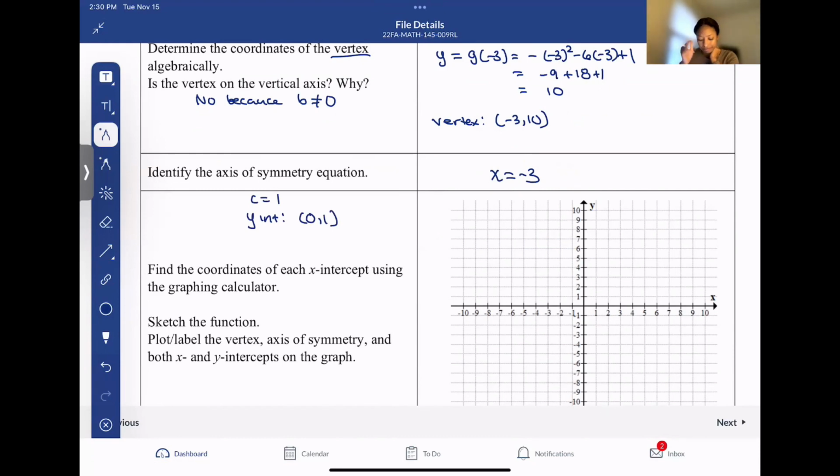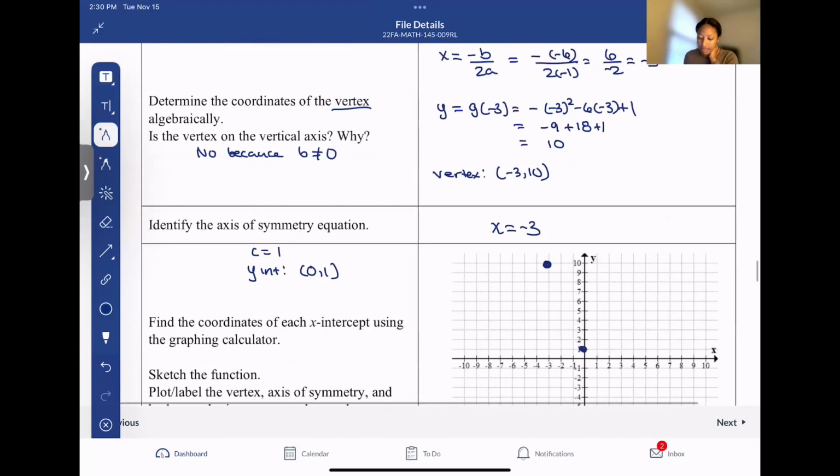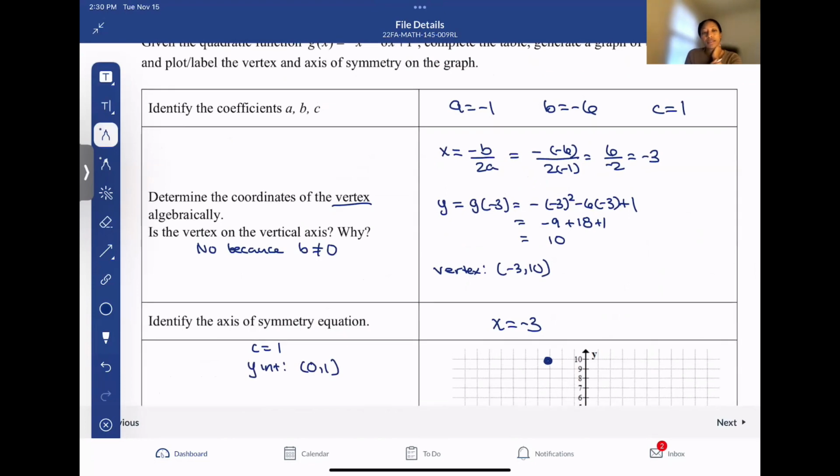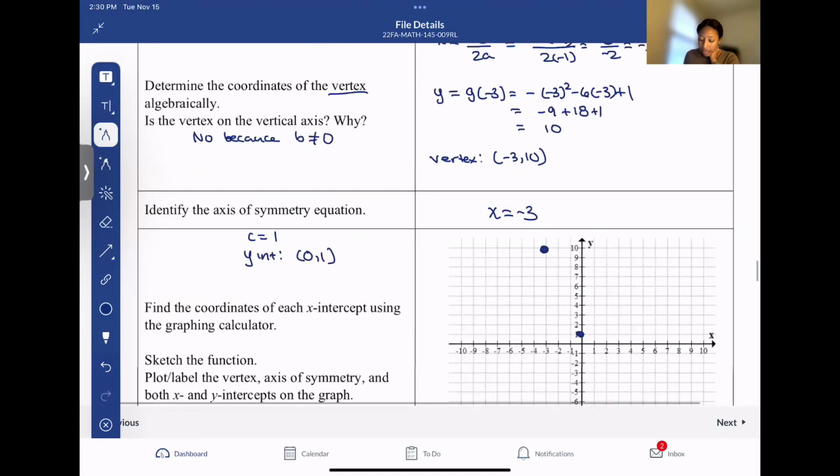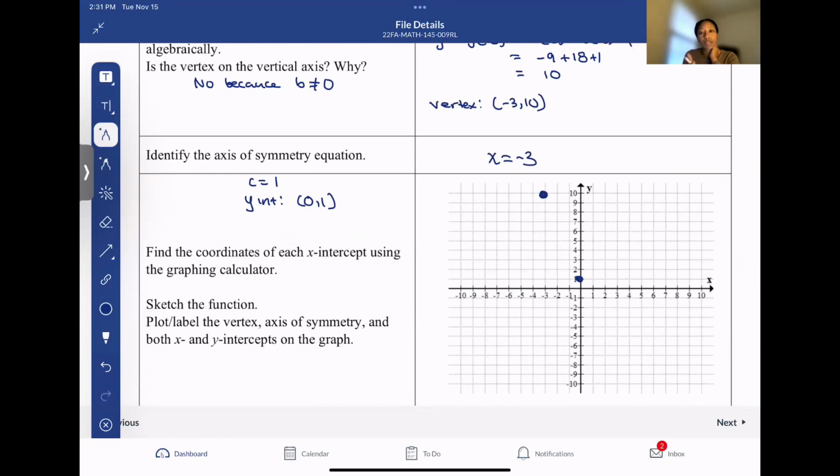All right, let's plot a couple things. We know that (0, 1) is a point on the graph. We know that (-3, 10), which is all the way up here, is a point on the graph. A is -1, so this is going to be a downward opening parabola. And then we just need to figure out some information about the x-intercepts. I'm going to show them to you really quickly on Desmos.